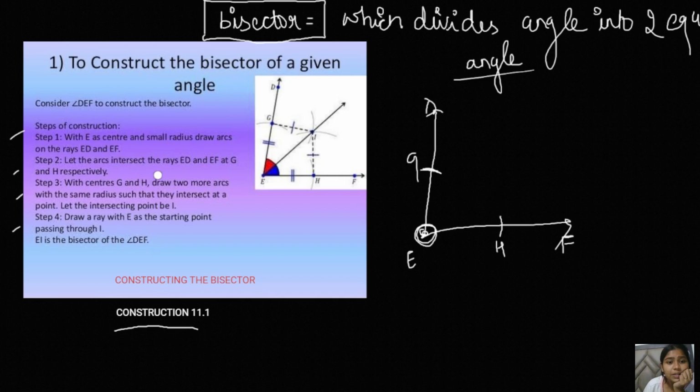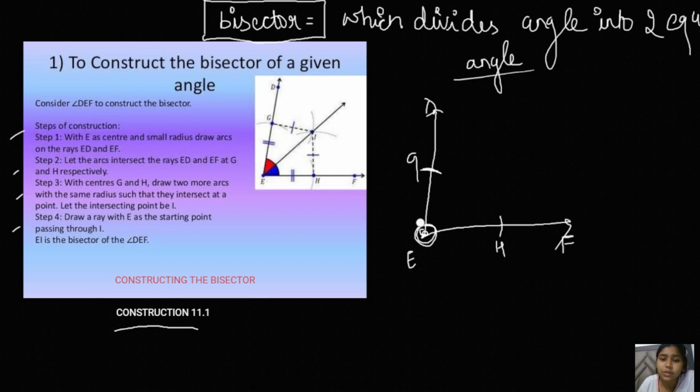Let the arc intersect the rays ED and EF at G and H respectively. It means that you have to mark these arcs as G and H, right? With centers G and H, draw two more arcs with the same radius so that they intersect at a point.